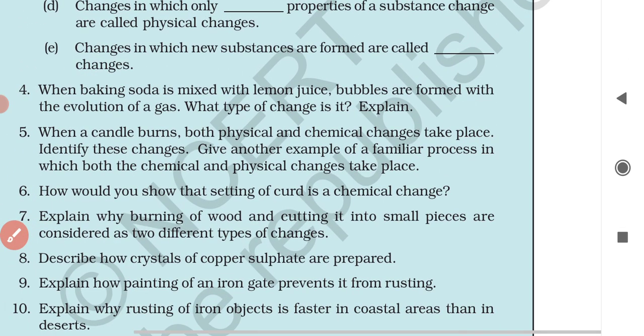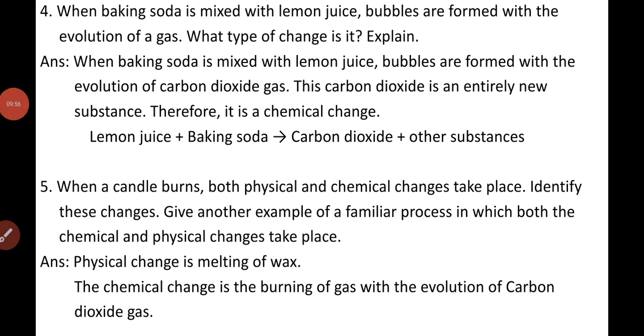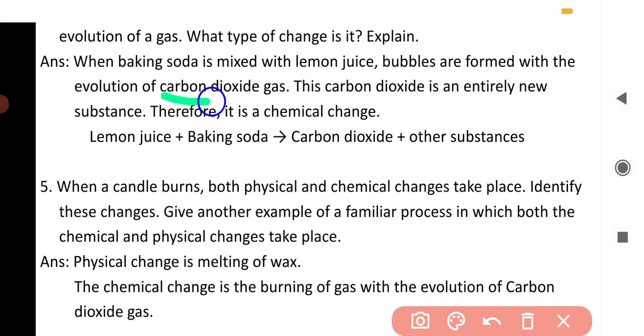Now let us move to question number 4. When baking soda is mixed with lemon juice, bubbles are formed with the evolution of a gas. What type of change is it? Explain. Lemon juice is an acidic substance, right? So when baking soda is mixed with lemon juice, bubbles are formed with the evolution of a gas. What is the name of the gas? It is carbon dioxide gas. And this carbon dioxide gas is entirely a new substance formed in this process. So it is a chemical change.